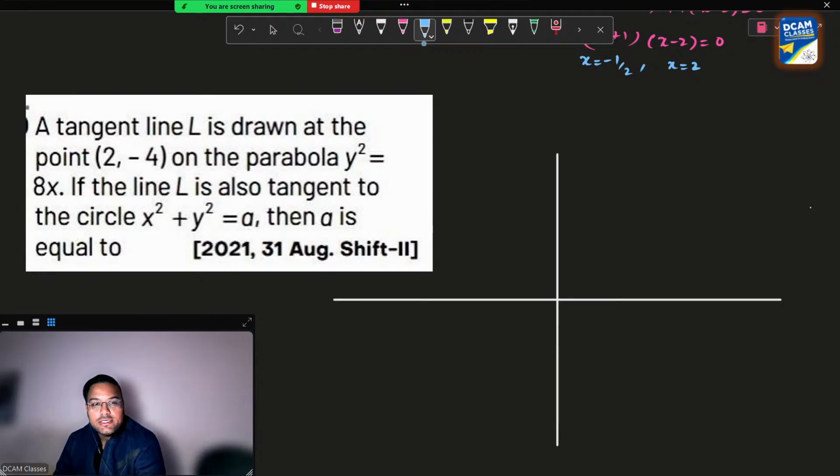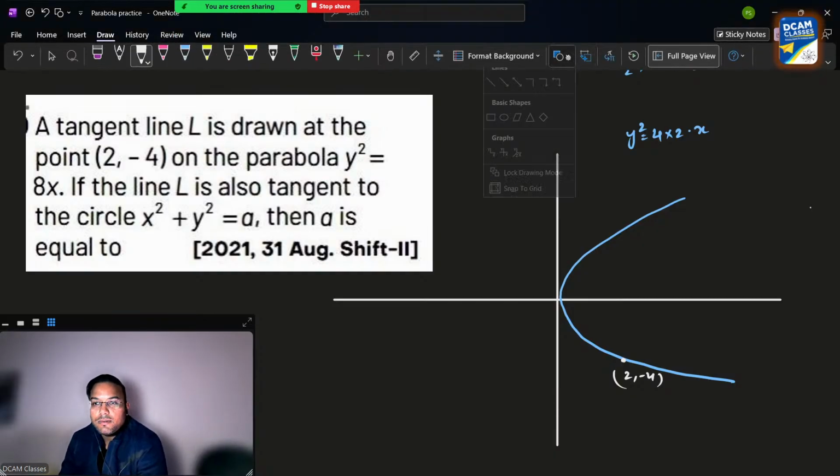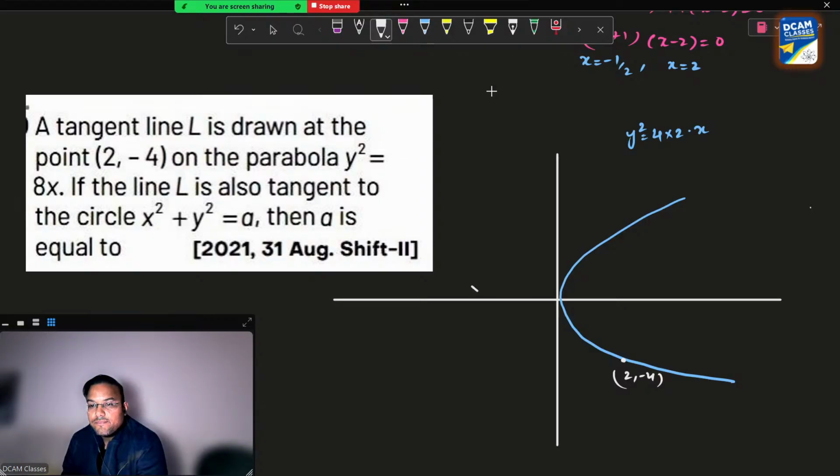Tangent line L is drawn at the point 2, minus 4 on the parabola. Your parabola is y square is equal to 8x. That means your parabola is y square is equal to 4ax type. So y square is equal to 4 into 2 into x, 8x. And they want 2, minus 4. So this is your point. Tangent is drawn at this point. Okay, we'll draw it. No problem. We've drawn the tangent.